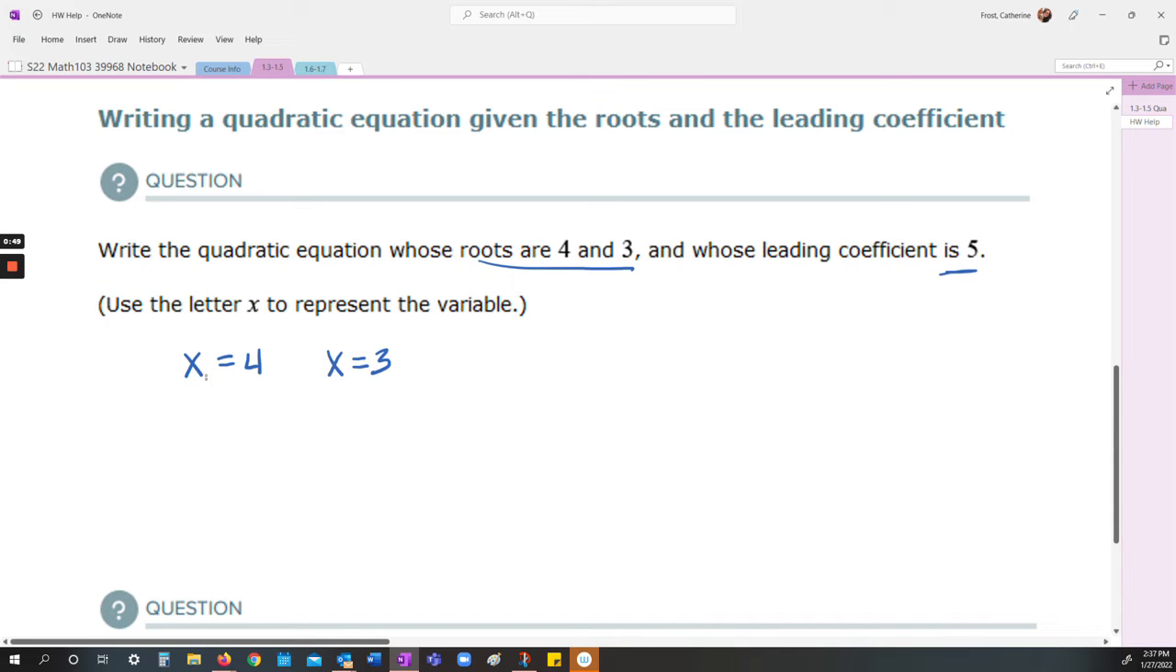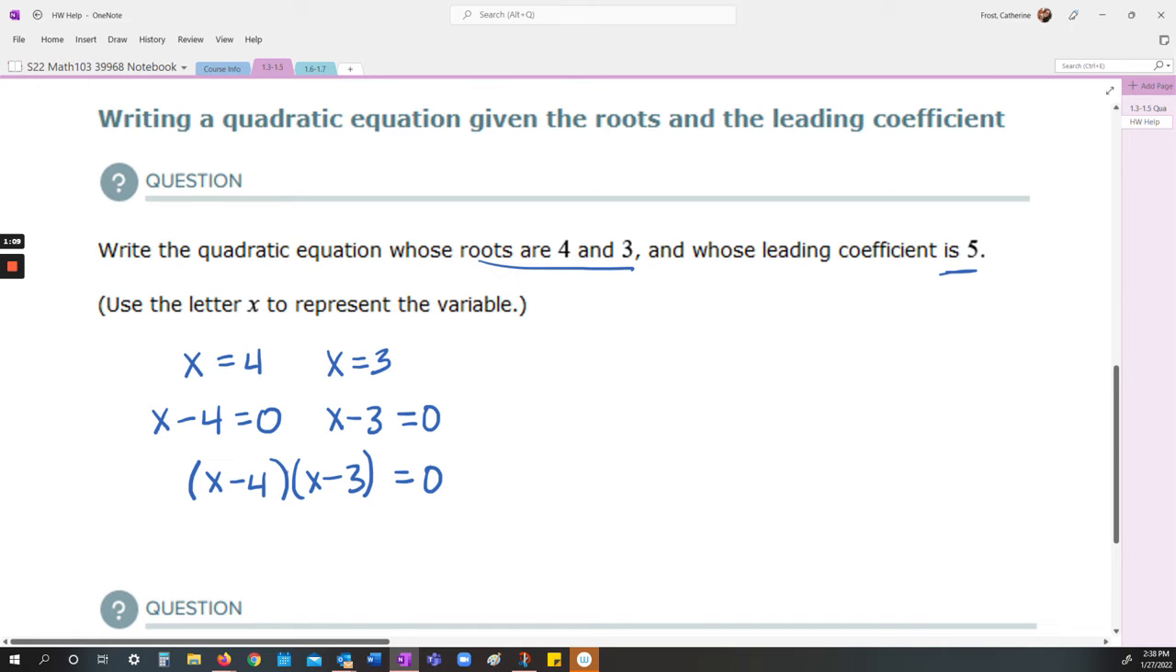So I'm going to subtract 4 from both sides. x minus 4 equals 0. And then over here, subtract 3 from both sides. x minus 3 equals 0. So then this would come from the factored equation, x minus 4, x minus 3, all equals 0.